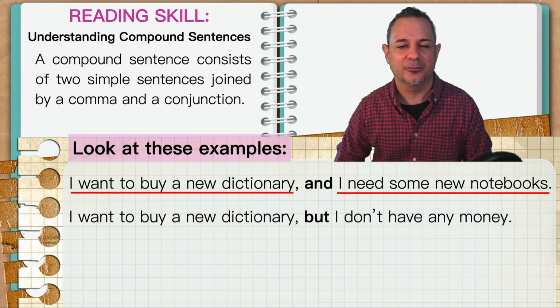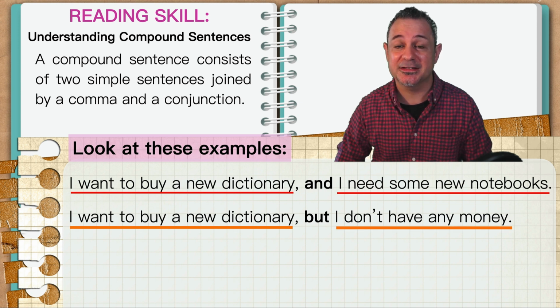Here's another example. I want to buy a new dictionary, but I don't have any money. Can you identify the two sentences? I want to buy a new dictionary. I don't have any money. We can join these two sentences into one compound sentence with a comma and a conjunction, in this case the word but.